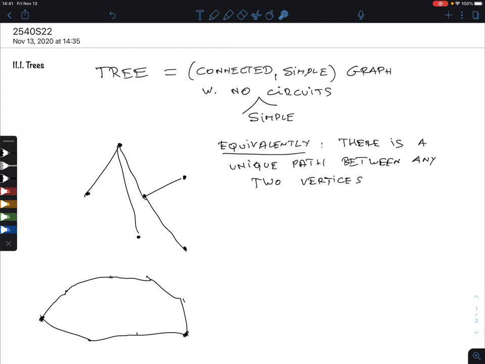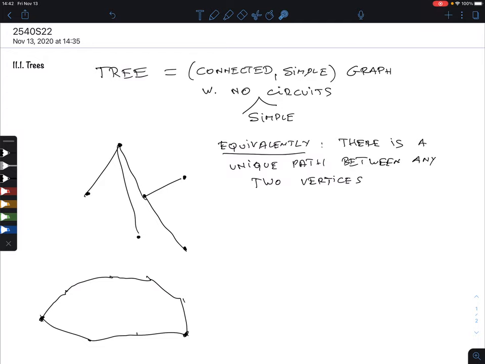Okay, so this proves that, what does that mean now? If you are not a tree, a simple connected simple graph that is not a tree, then there will be more than one path. Okay, so the negation of this implies the negation of that.